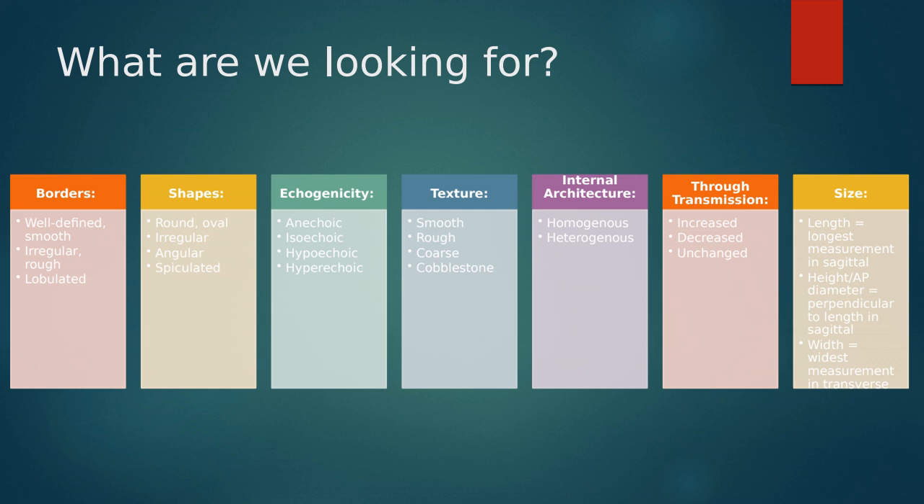Does it have any sort of posterior behavior, meaning through transmission? Are we seeing enhancement from a low attenuation structure, or are we seeing shadowing from a really high attenuation structure? And then the size of these findings is really important. So the way that we measure a mass or finding is critical. A lot of patients will come back for follow-up exams or scans, and we have to make sure that we are measuring these areas precisely, because even the slightest change in size can indicate some sort of abnormal growth. So we'll talk about how we measure as we go through this PowerPoint.